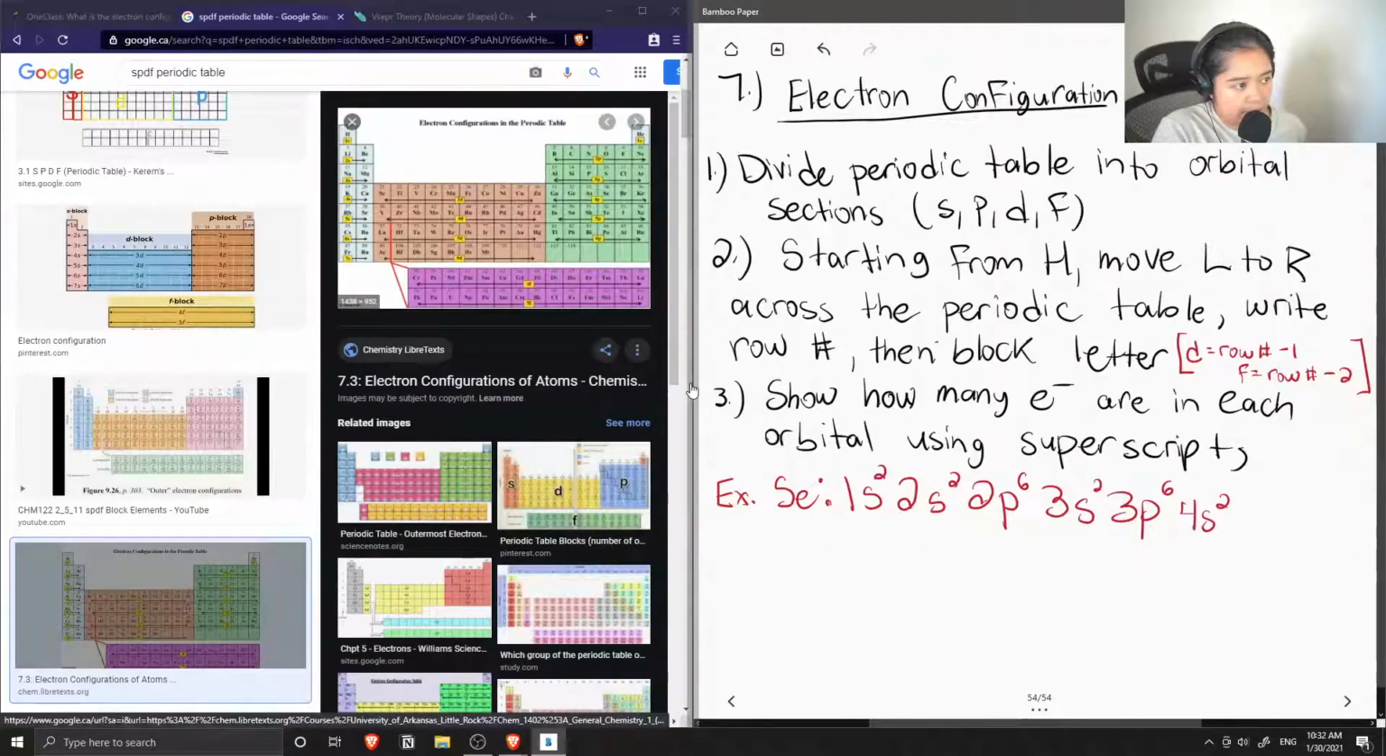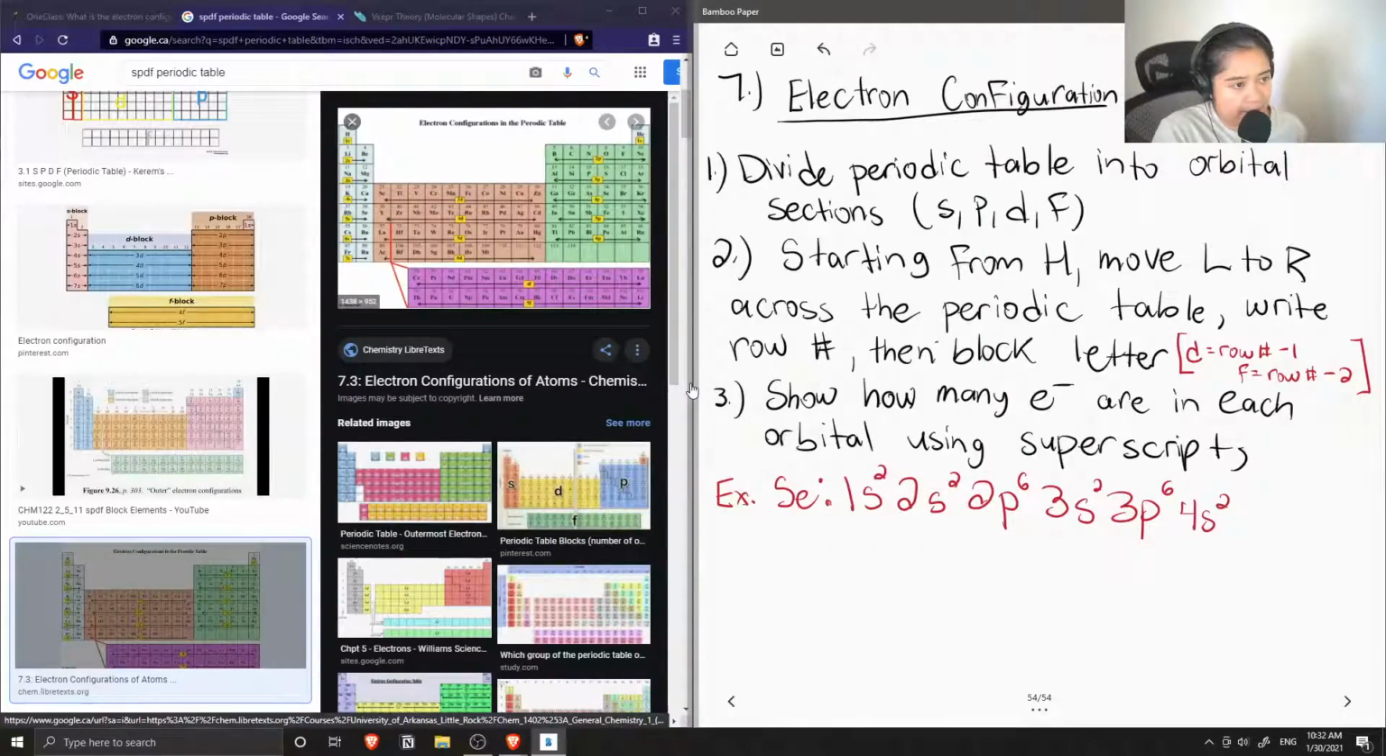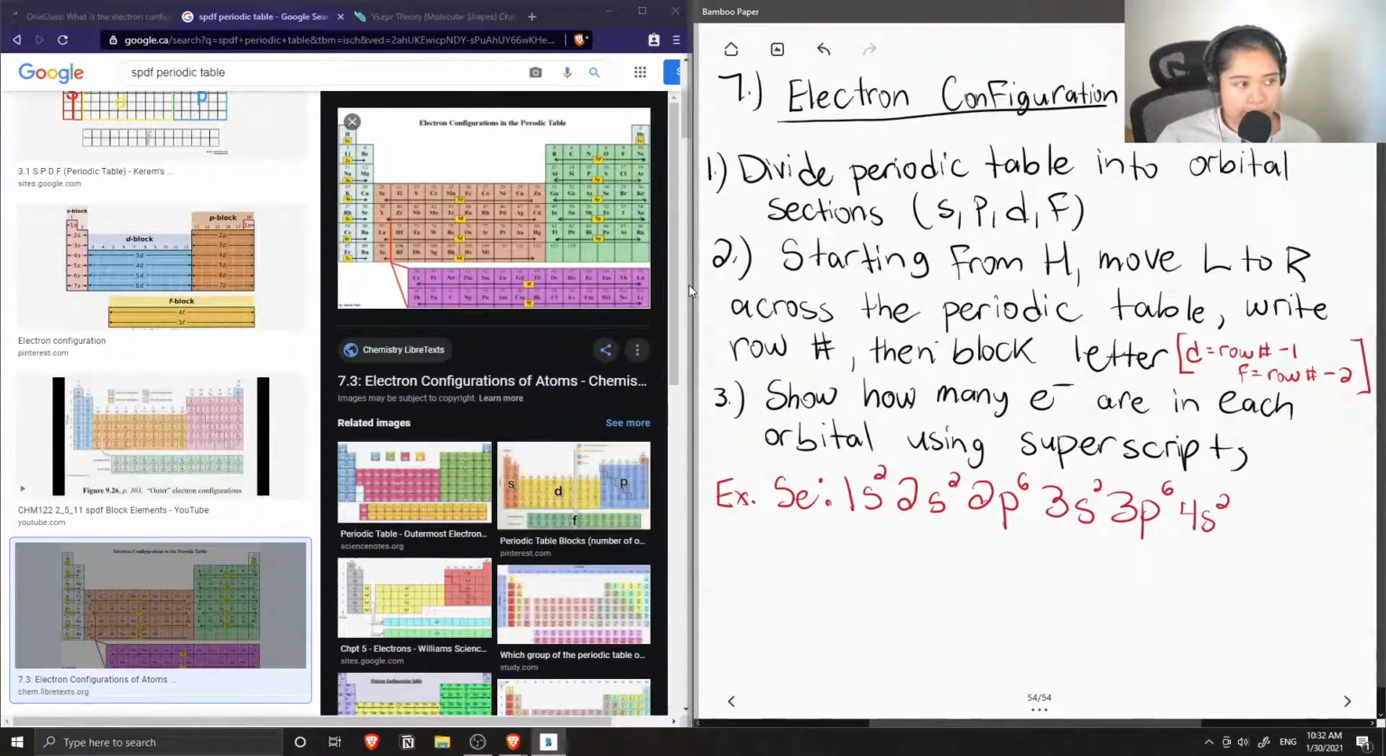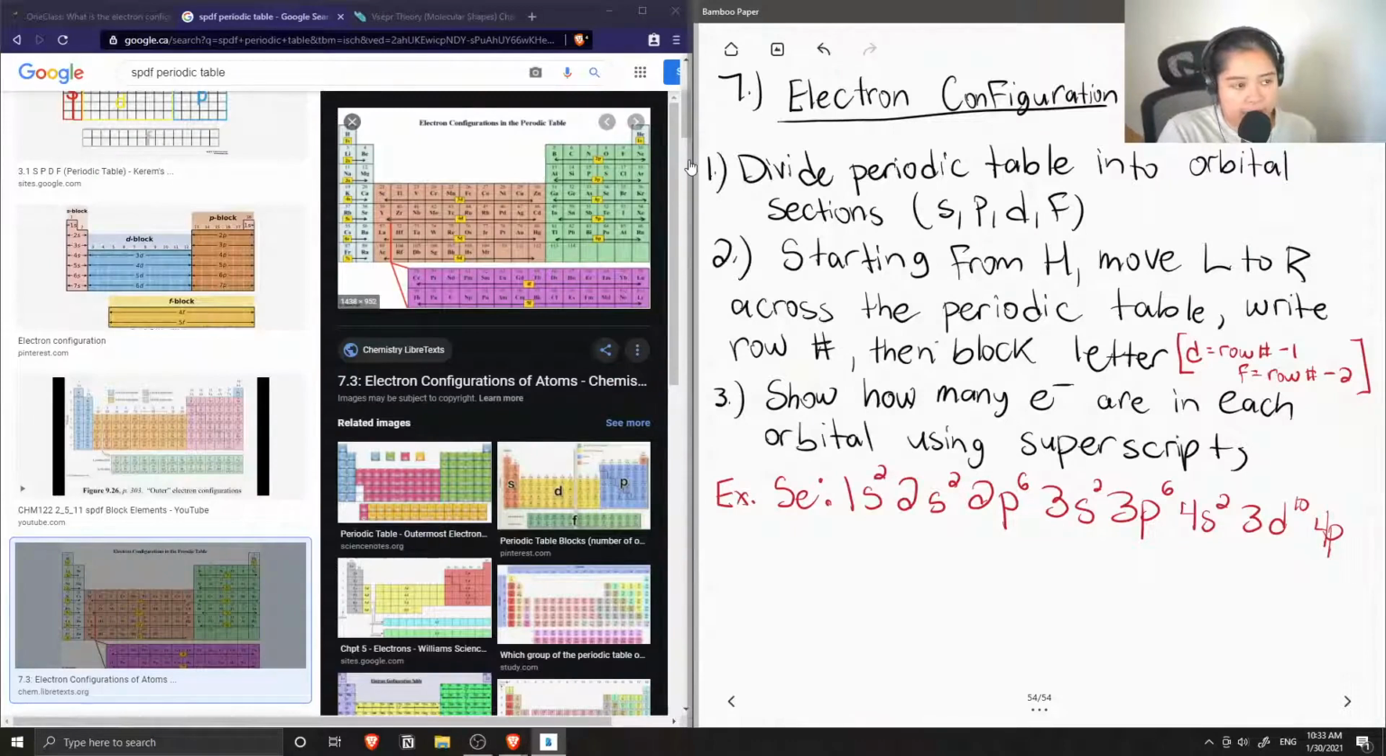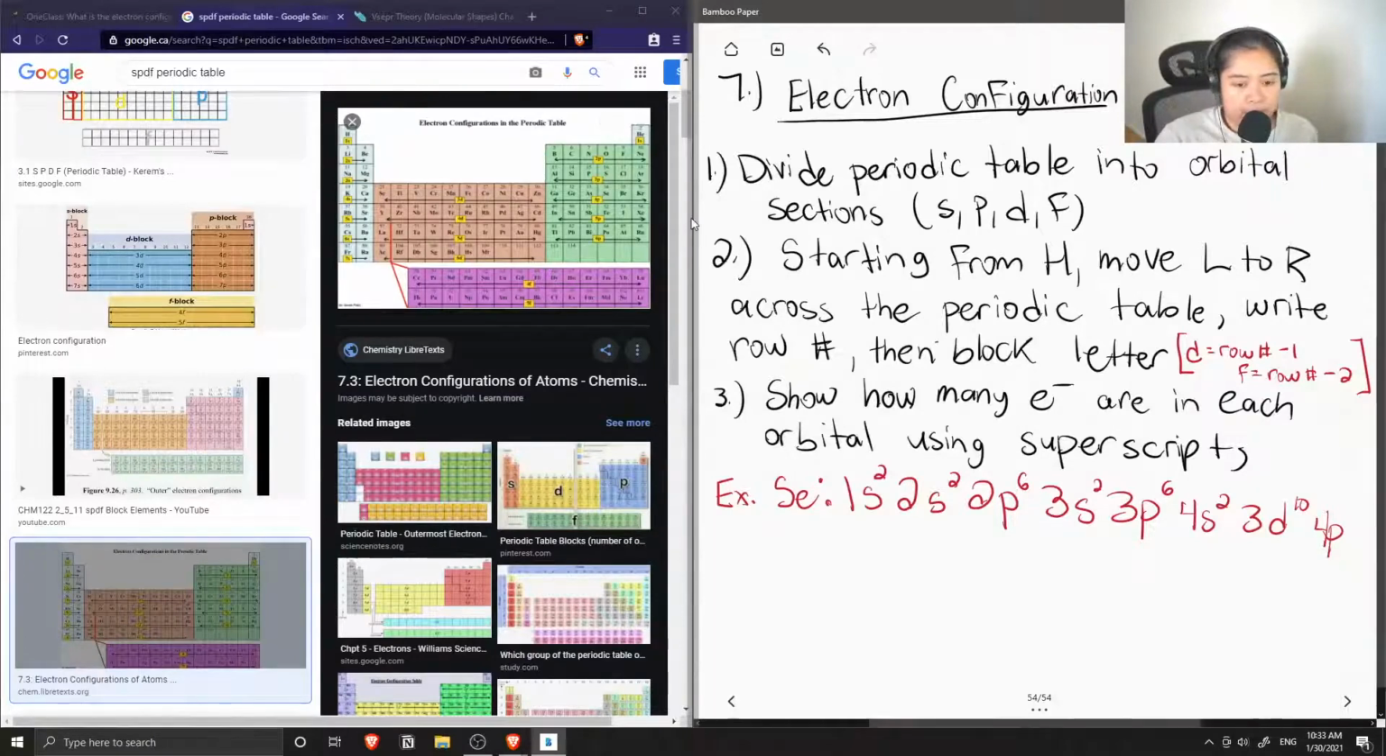I thought this was selenium, but I think it's scandium. Selenium's actually here, atomic number 34. So we have to keep on going: 4s2, and then 3d10. And then we're back at 4p. We just need to count out how many electrons until we get up to our desired element, selenium. So it's 1, 2, 3, 4. It ends up in 4p4. So this is the full electron configuration of selenium.